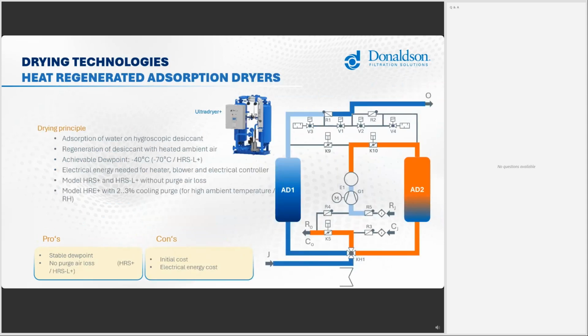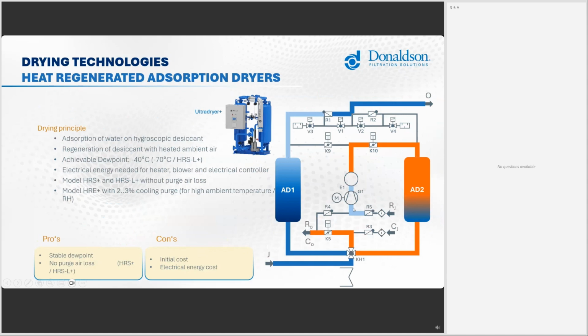In order to avoid the loss of compressed air, and also very attractive for larger applications or larger compressed air systems, are the heat regenerated adsorption dryers. Also here, there are multiple systems. The most energy efficient ones are the ones with no purge air loss. These are also models that Donaldson provides in our Ultra Dryer Plus product range.